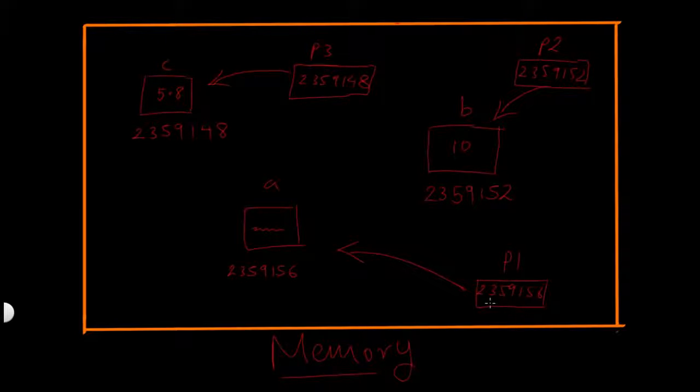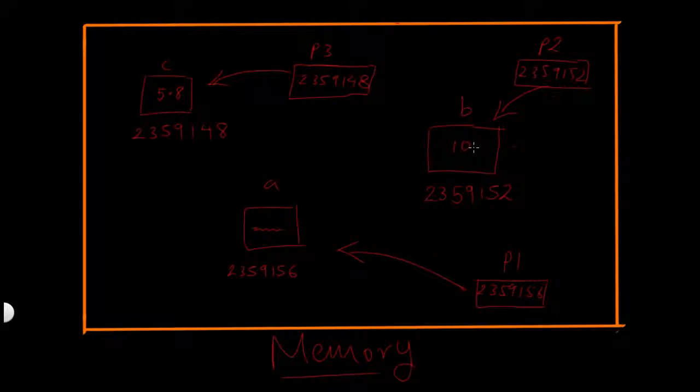And this is why a pointer is called a pointer, because it points to a particular memory location by storing the address of that memory location. Now because it stores the address of a memory location, we can access the data which is stored in this memory location using this pointer p1.